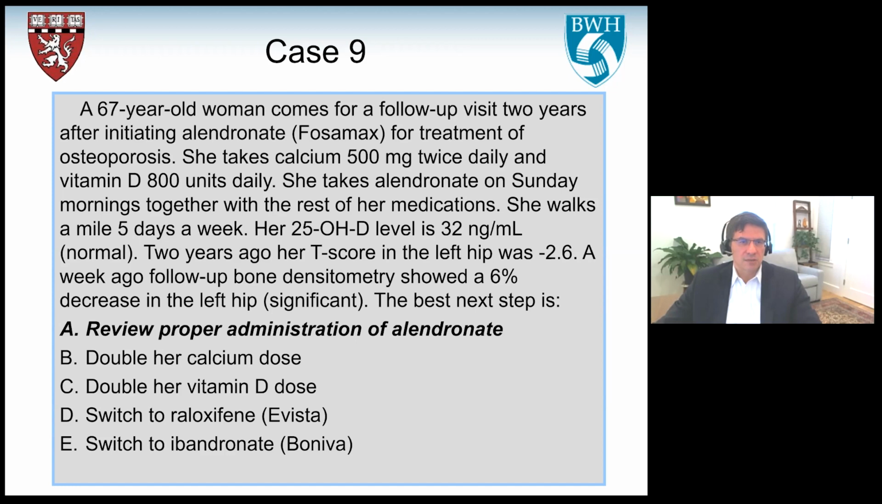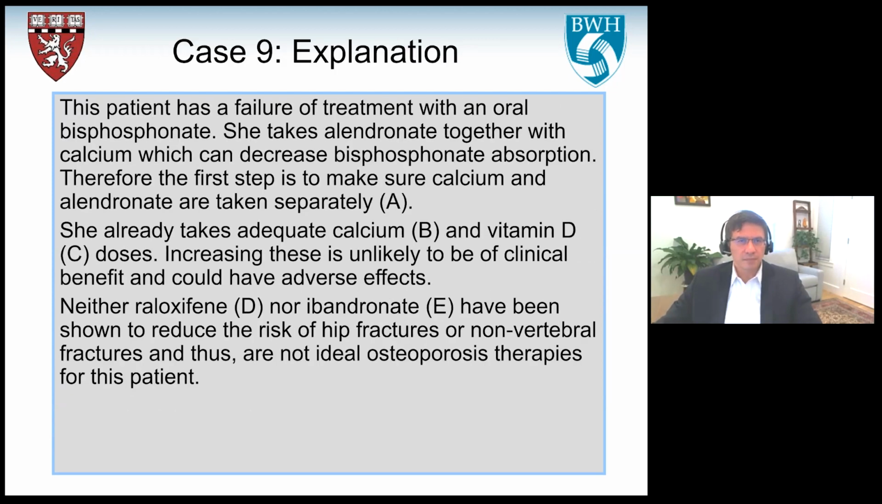And the right answer is A, review proper administration of alendronate. So this patient has a failure of treatment with an oral bisphosphonate. She takes alendronate together with calcium, which can decrease bisphosphonate absorption. Therefore, the first step is to make sure calcium and alendronate are taken separately, or option A.